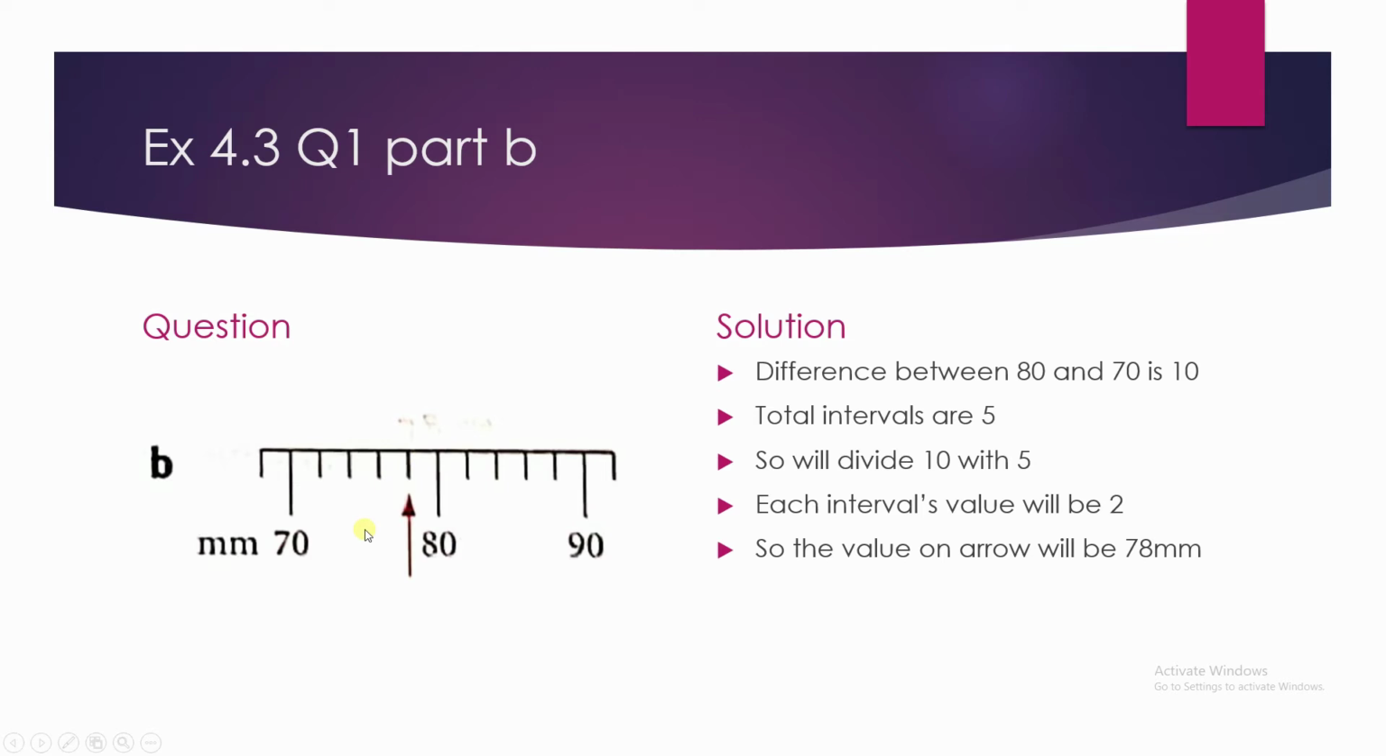Now after writing the value on the intervals, you have to see where your arrow is. After checking the arrow, you have to see how many intervals are before the arrow. So 1, 2, 3, 4. 4 intervals are before the arrow. The starting value is 70. So 70 plus 8, because each interval's value is 2 and there are 4 intervals. So this arrow's value will be 78 millimeter.